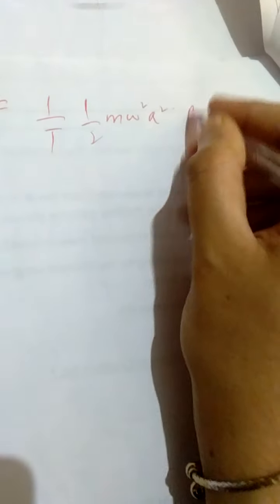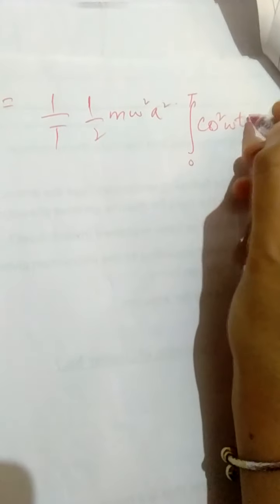So that is equal to kinetic energy time averaged is equal to 1 by T. All other constants will come out, actually half of m omega square a square, they will come out, and we'll be left with only this much dt, right? Go back to this expression.